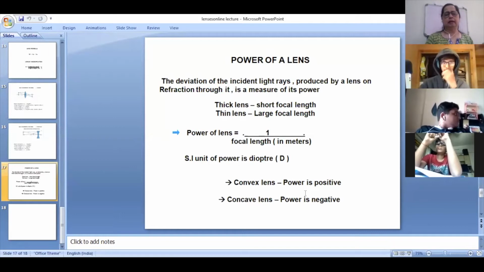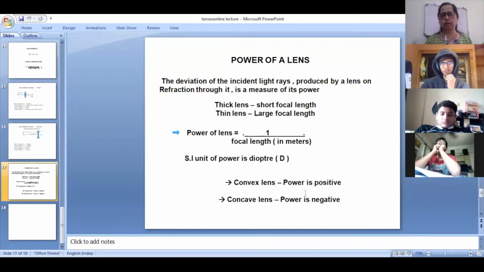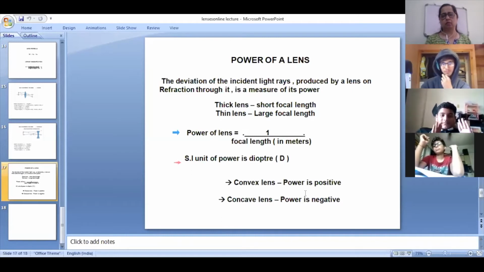Whenever the lens is thick, I showed you on the screen why a thick lens has a shorter focal length, because the rays meet very close to the optical center. So a thick lens has a shorter focal length, and a thin lens has a large focal length. The power of the lens is 1 divided by the focal length in meters. Remember that, meters.